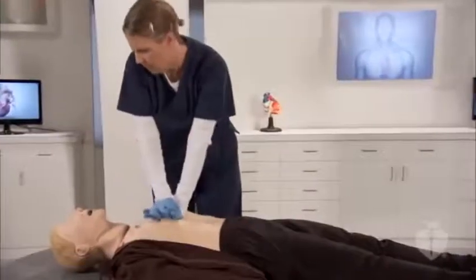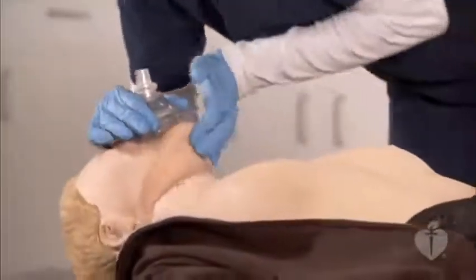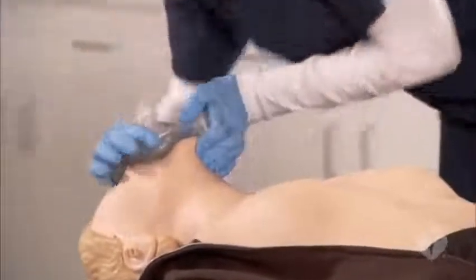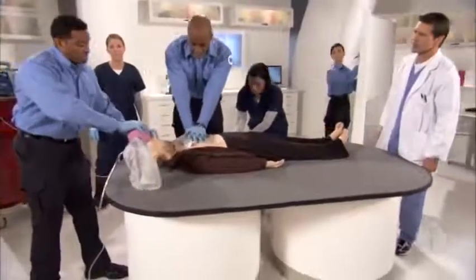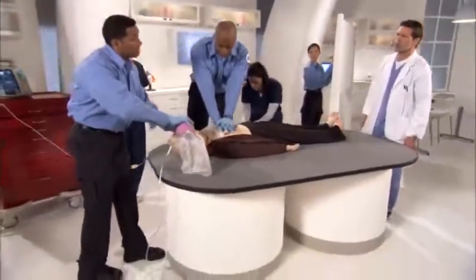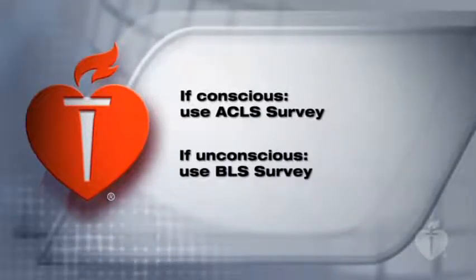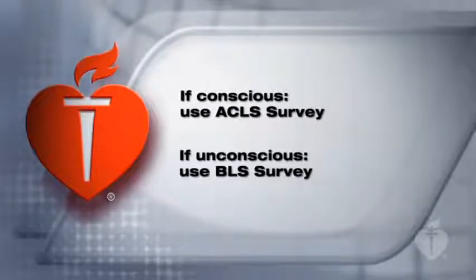In this segment of the course, you'll be learning two systematic approaches developed by the American Heart Association for treating patients: the Basic Life Support, or BLS, survey, and the Advanced Cardiovascular Life Support, or ACLS, survey. By adhering to these steps, you can better manage patients. When deciding which survey to use to treat a patient, start with a step we all do automatically. Visually assess if the patient is conscious or unconscious. If the patient is conscious, move to the ACLS survey, which we'll review in a moment. For unconscious patients, you'll use the BLS survey, which has four steps.